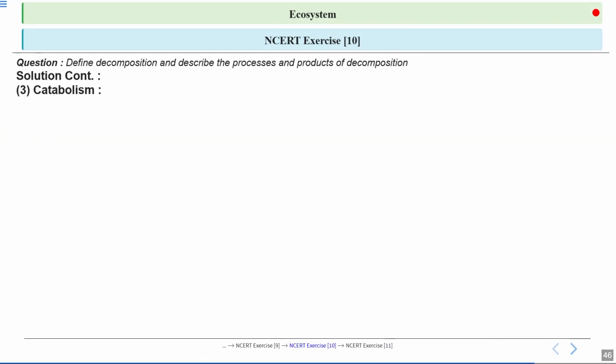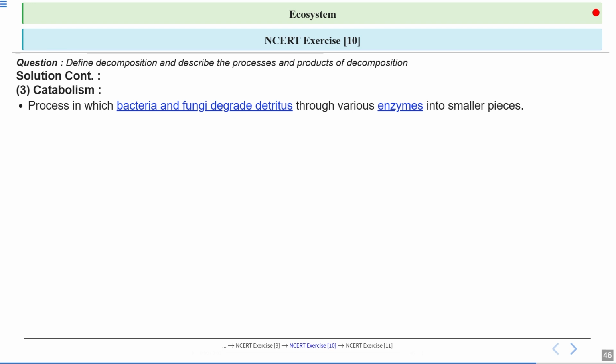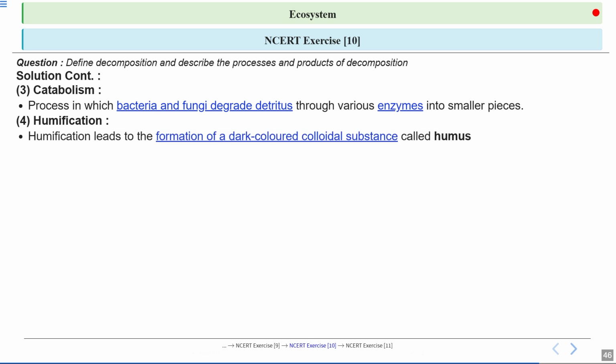Next one is catabolism. In this process of decomposition, bacteria and fungi break down dead organic matter known as detritus, using enzymes to convert it into simpler substances like carbon dioxide, water, and minerals, which are reused by the plants. Next one is humification. Humification is the formation of humus.